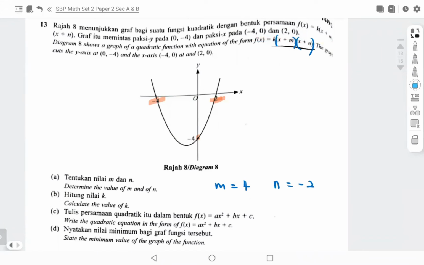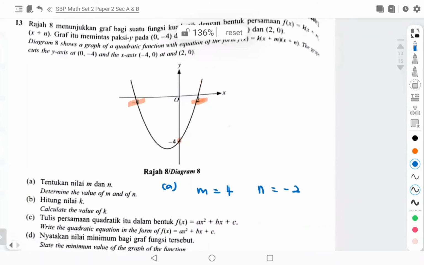That is part A. B, calculate the value of k. k is in front of the factorization. Any idea? It's actually the value of a. Since we found the values of m and n already, you can substitute. What to substitute? You take any point on the curved line.